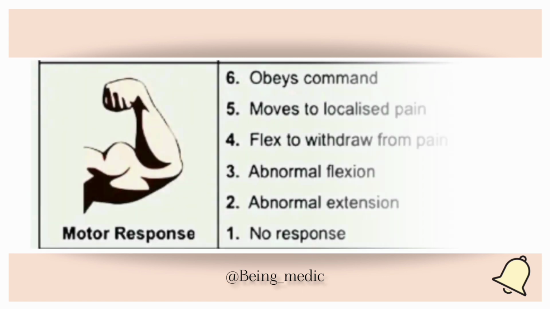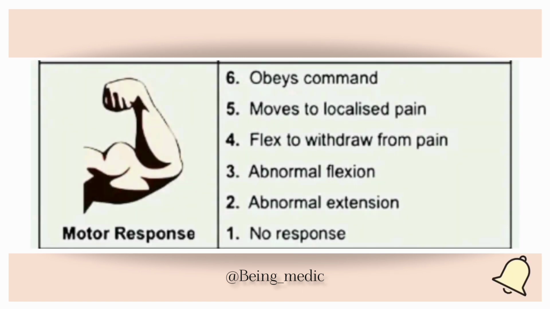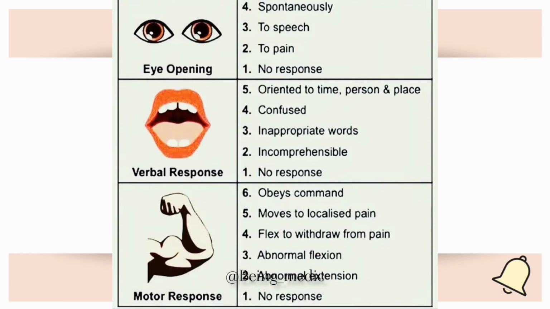Now let's see motor response. 6 obeys command. 5 moves to localized pain. 4 flexes to withdraw from pain. 3 abnormal flexion. 2 abnormal extension. And 1 no response. These are the overall scores for a patient's condition. We can assess a patient over these.